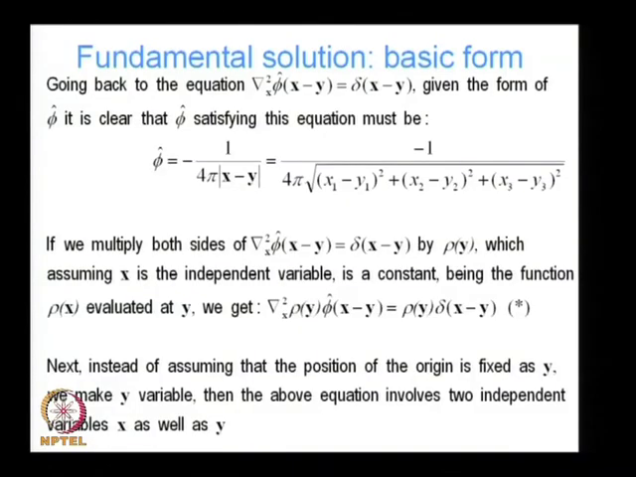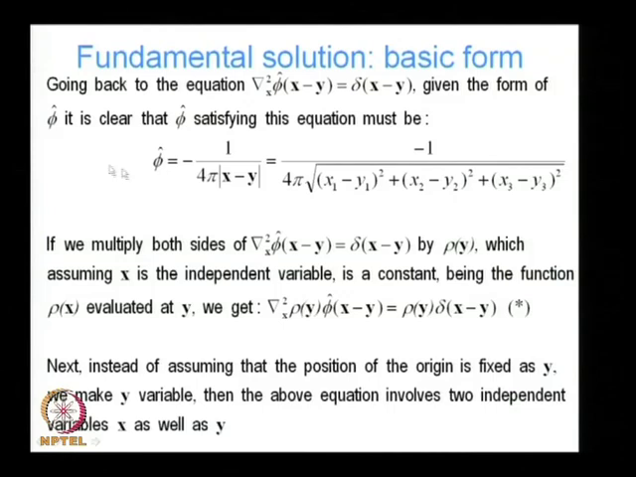So, let us go back to the equation. Laplacian of phi hat x minus y is equal to delta x minus y, and we know that phi hat was of the form 1 by 4 pi r when the origin was at 0. So, if my origin has shifted to y bar, my phi hat is going to be slightly different. It is going to be 1 by 4 pi mod of x minus y. Instead of r, I have mod of x minus y, and that is given by 4 pi root of x1 minus y1 square plus x2 minus y2 square plus x3 minus y3 square.